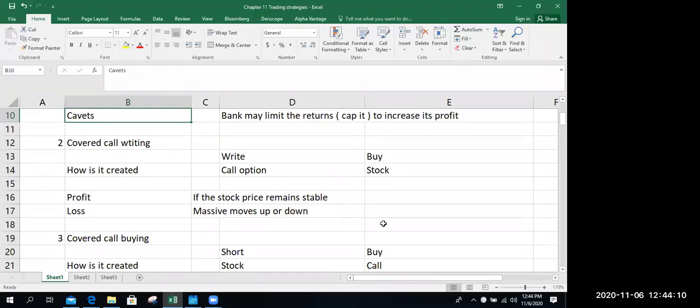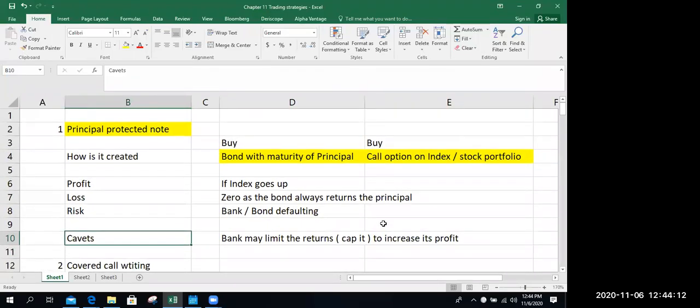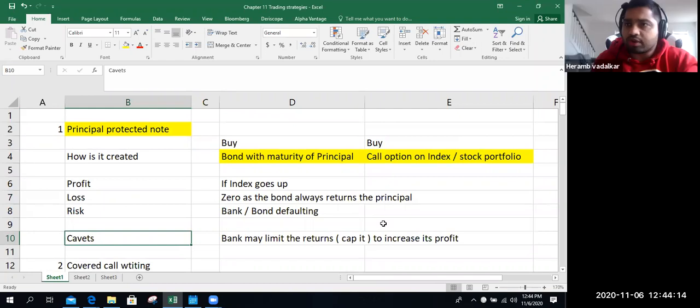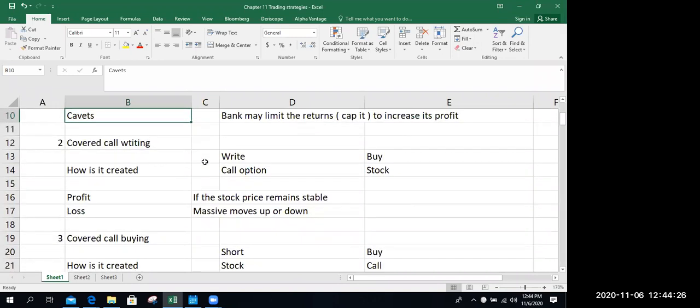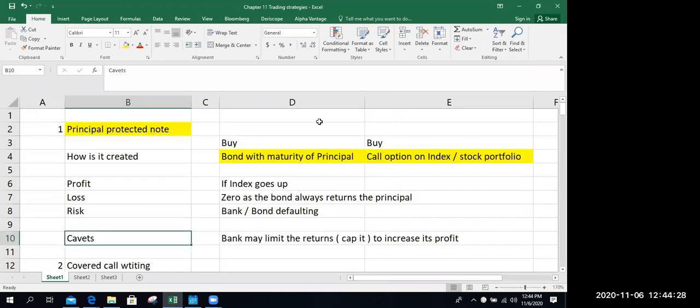So the downside will be borne by the bank? No one bears the downside. What is the downside? Because bonds will always mature at principal, so no one is losing any money. Okay. This instrument doesn't have a downside.